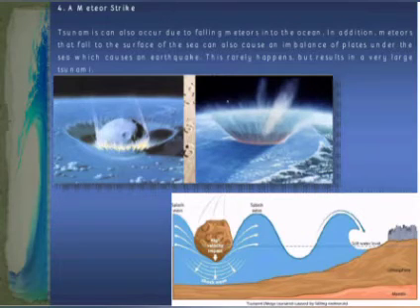Number 4, tsunamis from a meteor strike. A tsunami can also occur due to meteors falling into the ocean. In addition, meteors that fall to the surface of the sea can also cause an imbalance of plates under the sea, which causes an earthquake. This rarely happens, but results in a very large tsunami.